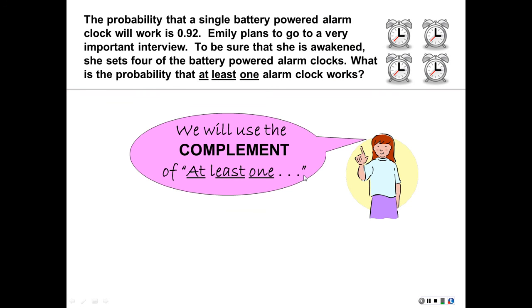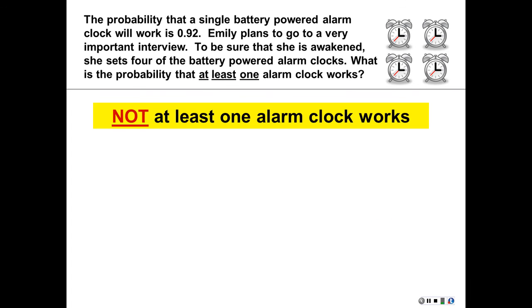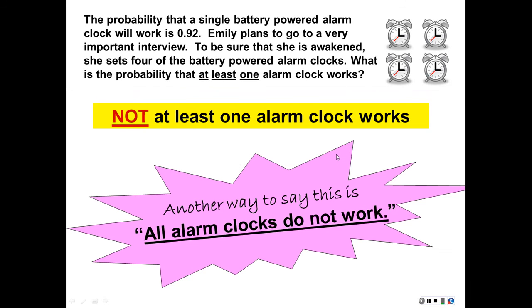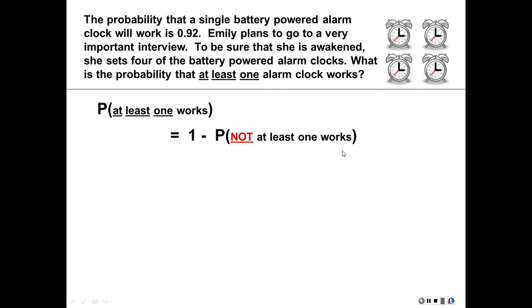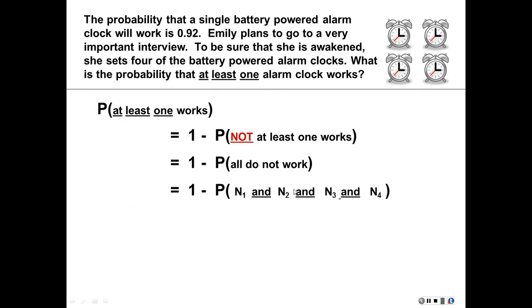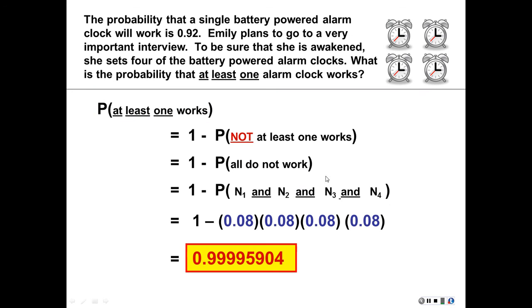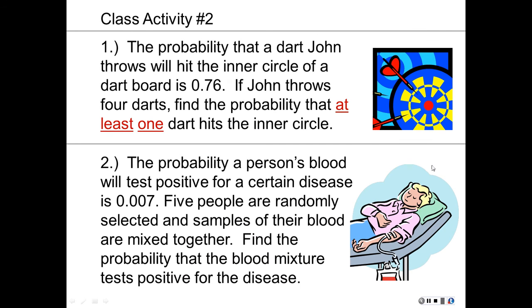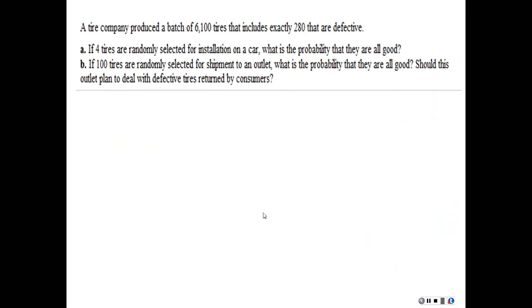So we will use the complement of at least 1. That means we find the probability that none of them work, and then subtract that from 1 to get our answer. So not at least one alarm clock works means all do not work, and we subtract it from 1. Okay, and we get our answer. You can try these, and then we'll try this one.